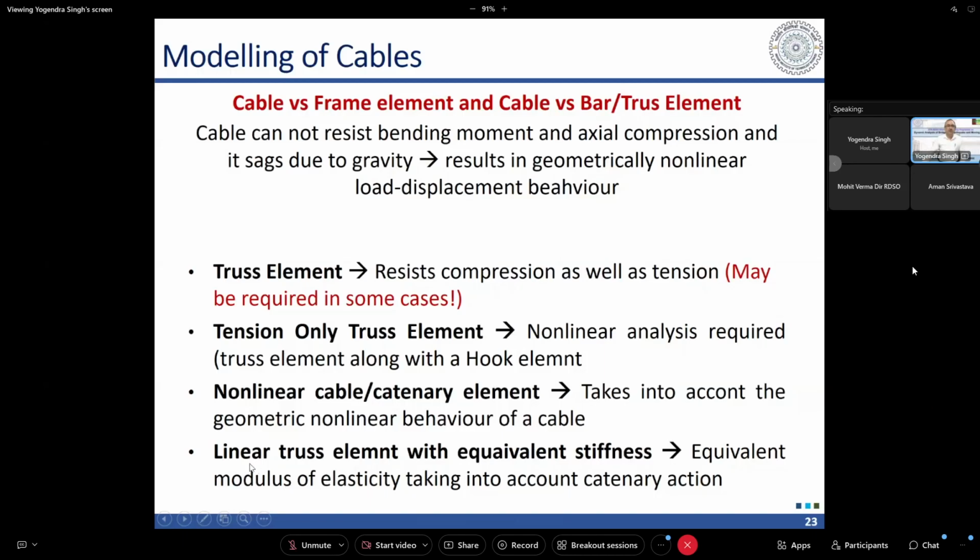In case of this equivalent stiffness, the catenary effect is compensated by changing the modulus of elasticity. So expressions are available in literature using which we can calculate the equivalent modulus of elasticity of the material, the steel, which can take into account the catenary.